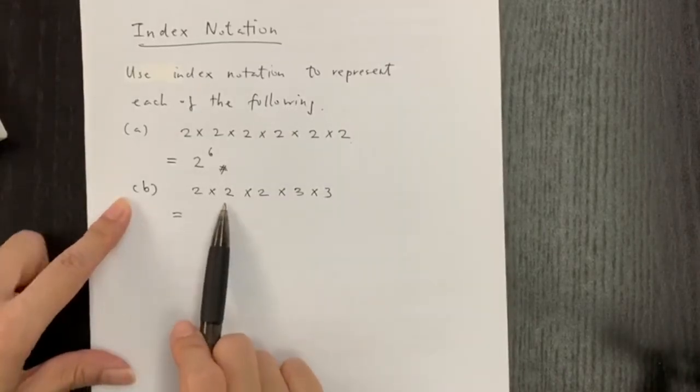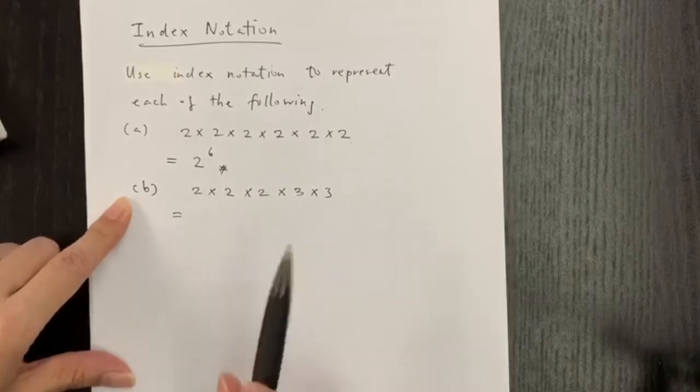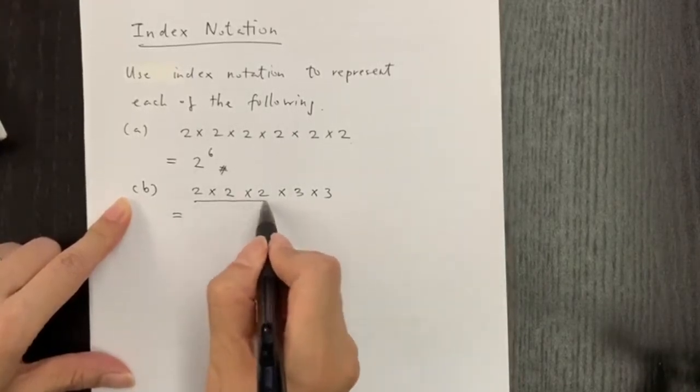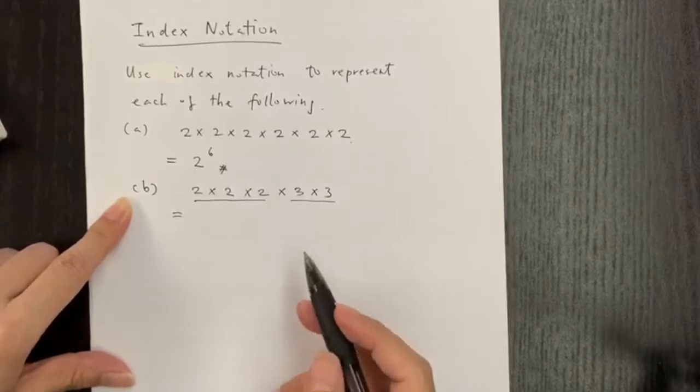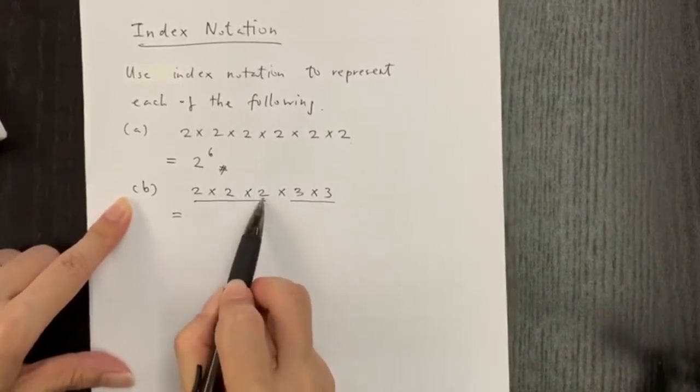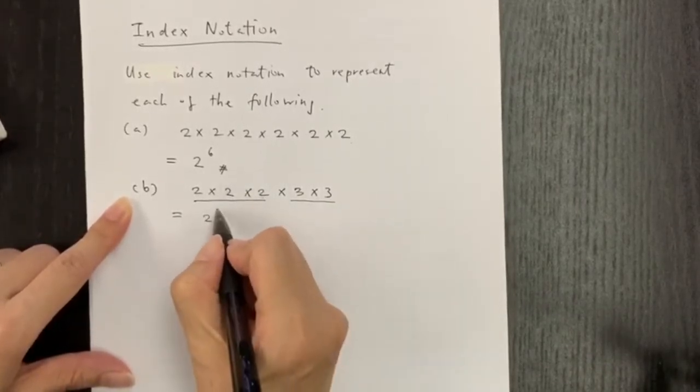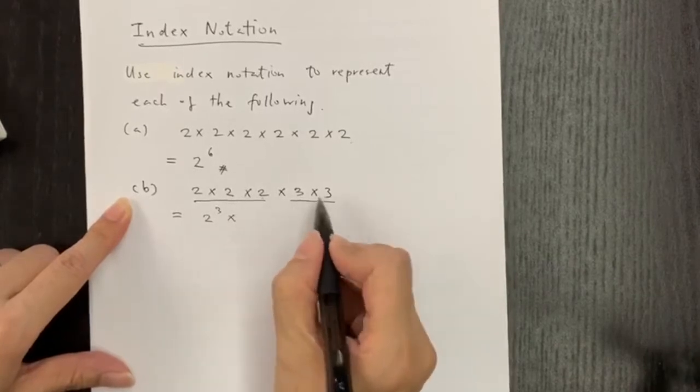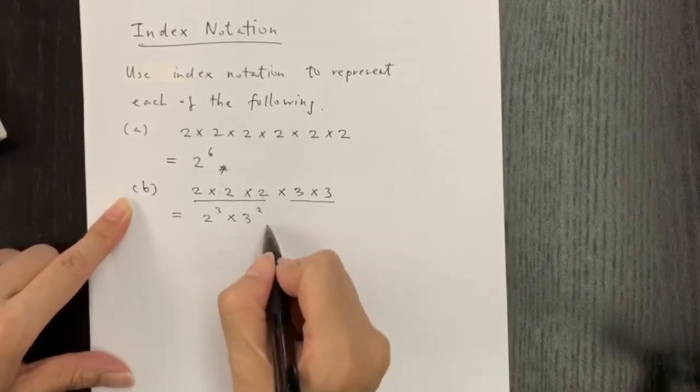Now we have 2 times 2 times 2 times 3 times 3. So to show this using index notation, how many 2's here multiplied by itself? That would be 2 to the power 3, and then 3 times 3 is 3 to the power 2.